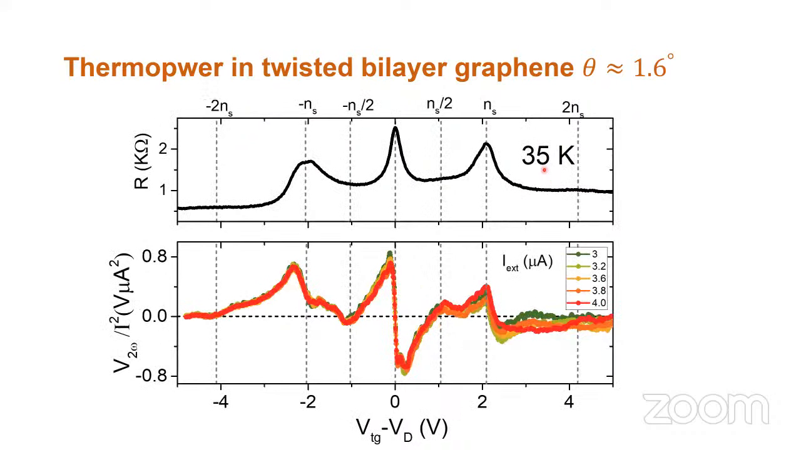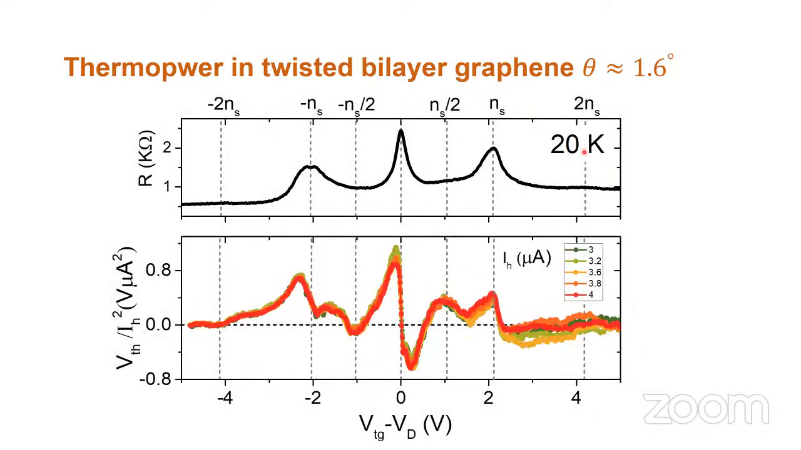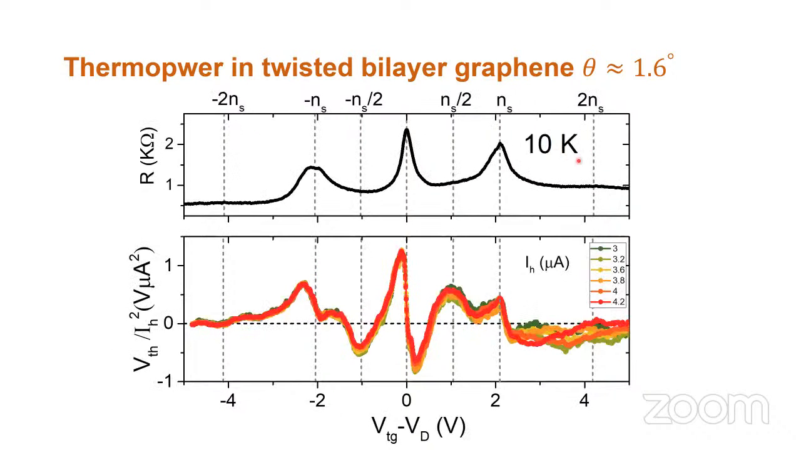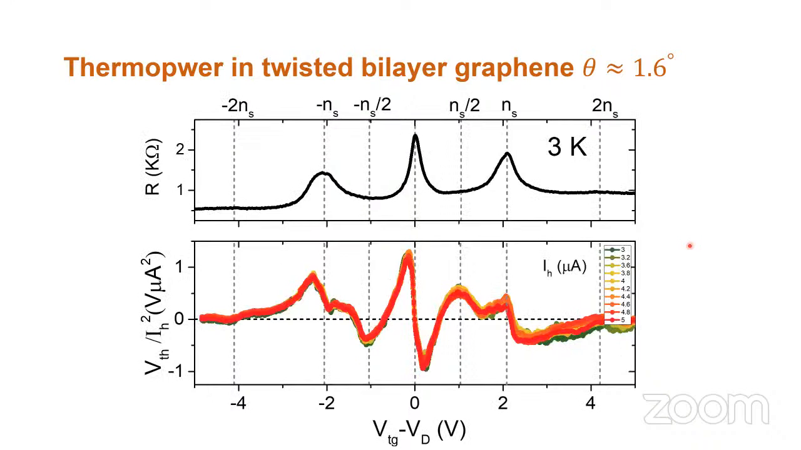But as you cool things down, so this was at 60 Kelvin, this is at 35, this is at 20 and 10 Kelvin, you can see a stark difference coming up. At the point where the thermoelectric voltage is supposed to be 0, you can see an additional component which is negative on the hole-doped side and positive on the electron-doped side. It's essentially, you can take the charge convention of negative e. Okay, and this is of course down to 3 Kelvin.